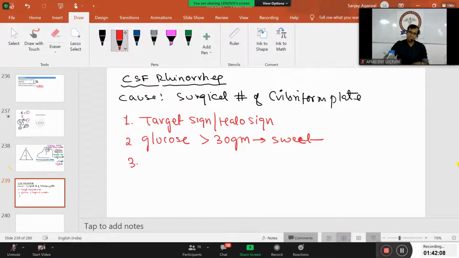मेरे को लगता है किसने चेक किया ये. But that's not his great purpose. CSF is called sweet and nasal discharge is called salty, याद रखने के लिए. But the third one is the most important one.